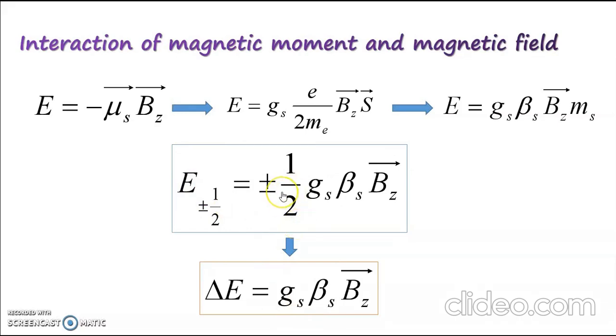The difference is between half and minus half. It can have minus sign or plus sign. Here also I am representing only the modulus of the energy difference, which is Gs, beta s and Bz. I hope you have got this energy difference, given by the difference between the two energy levels E half and E minus half.